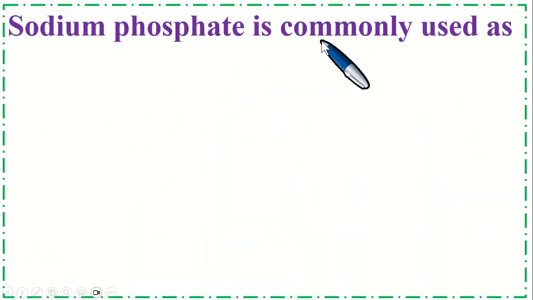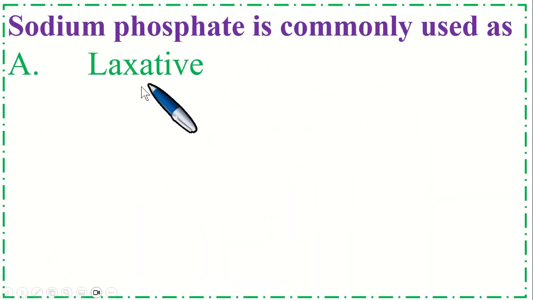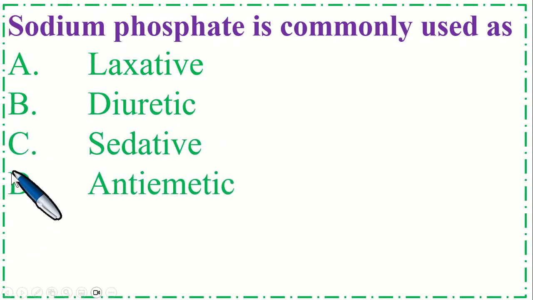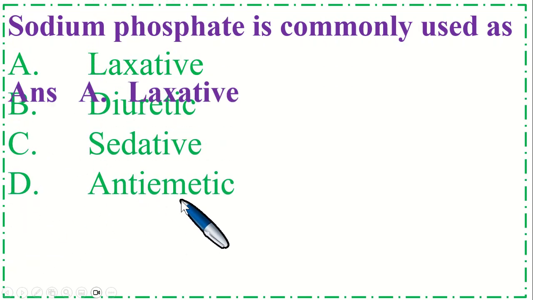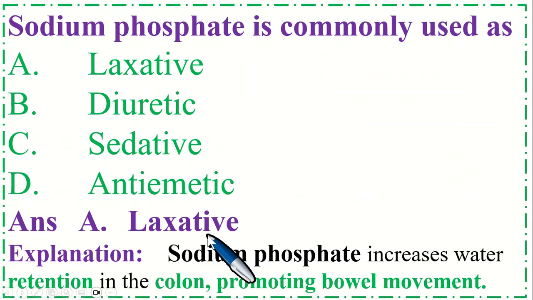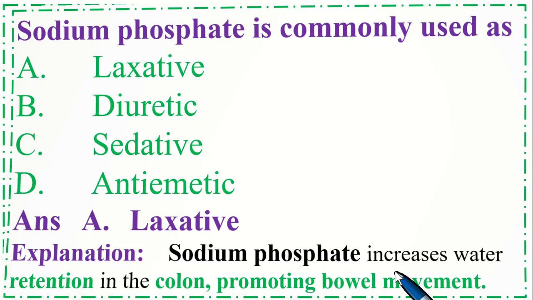Sodium phosphate is commonly used as option A, laxative, B, diuretic, C, sedative, and option D, antiemetic. So the correct option is A, laxative. Sodium phosphate increases water retention in the colon, promoting bowel movement.